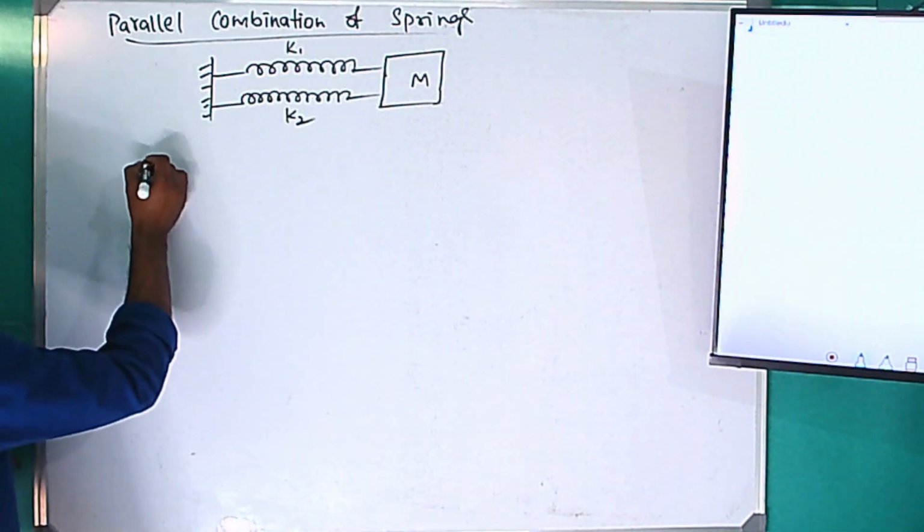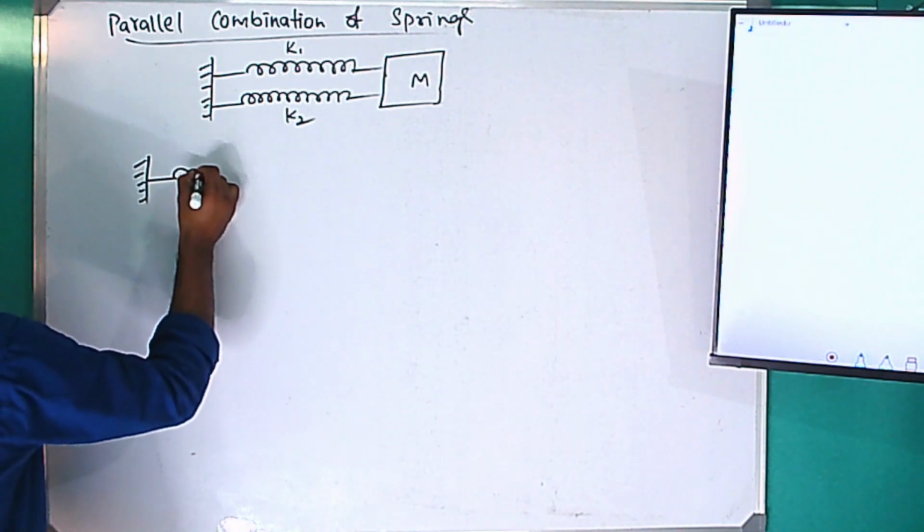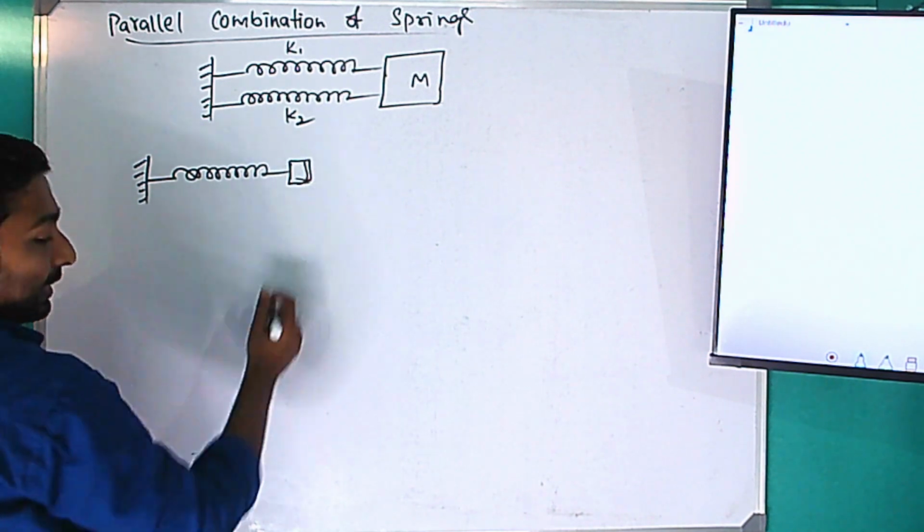Let me draw another diagram. Let me know what that is. Is that in series or is that in parallel? So one end of the spring is connected to the mass. Here it is connected to the mass.